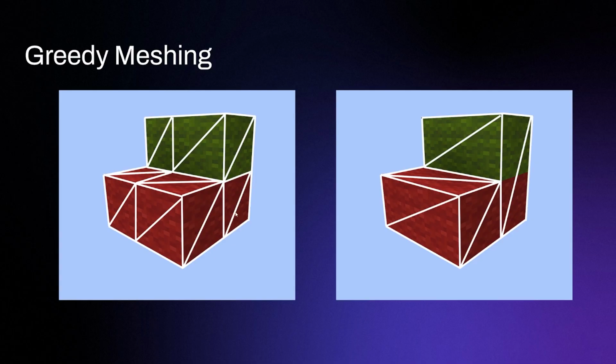This is quite a wasteful way of meshing though, because it generates a lot of triangles. So greedy meshing is a more optimized way where you merge adjacent faces together to generate bigger quads.